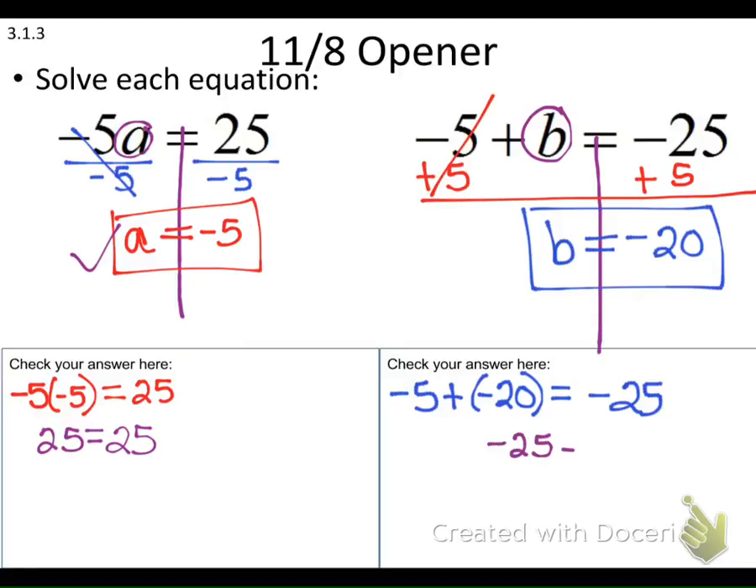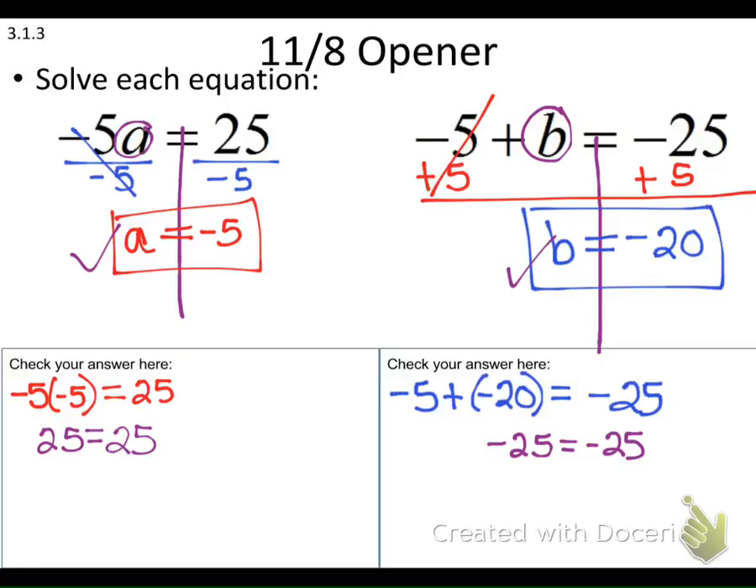And then the right side of the equal sign, I don't have to simplify anything. So is -25 and -25, are those the same answers? Yeah. So again, I solved my equation correctly. Okay? Make sure you show all that work. Now go ahead and flip it over to the back side.